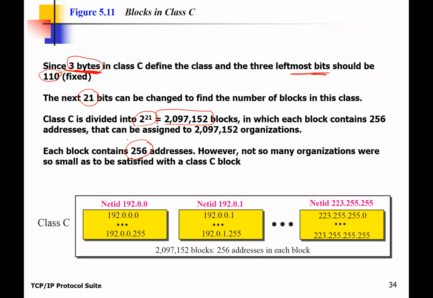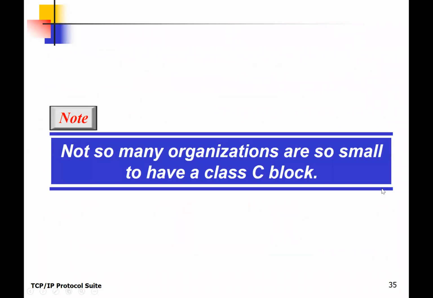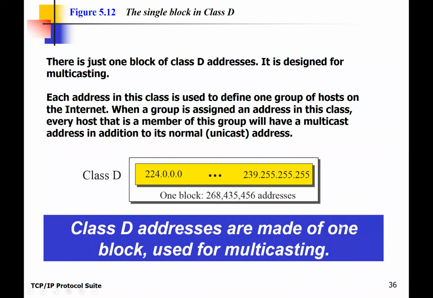What about the supernetwork? For example, you have a class C network and it's too small. 256 is not enough for you. So what you can do is take 3 class C networks and combine them somehow, and then you will have a bigger network. Now, instead of 256, you will have 1,000 machines. Okay, so that's the supernetwork. Not many organizations are small enough to have a class C. That's the issue. All right.